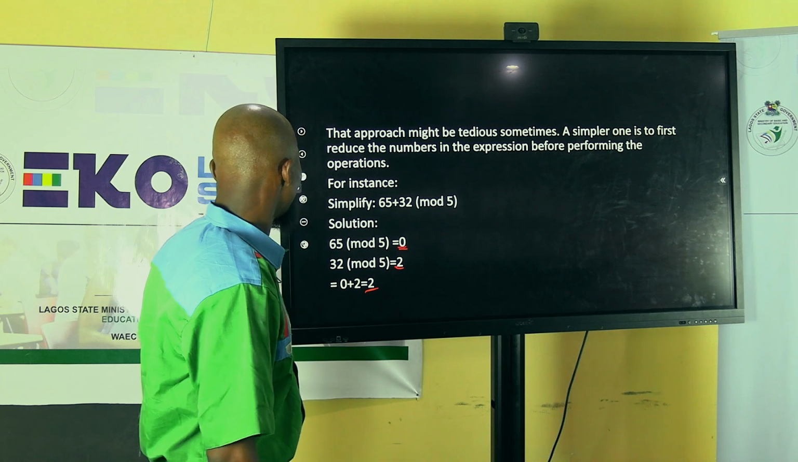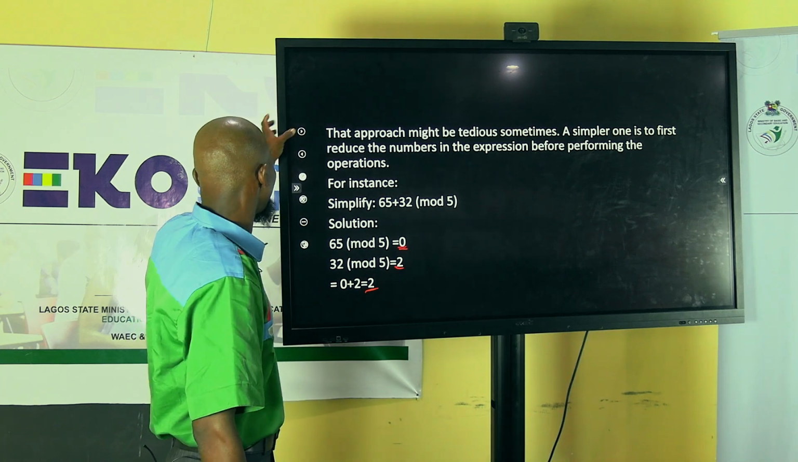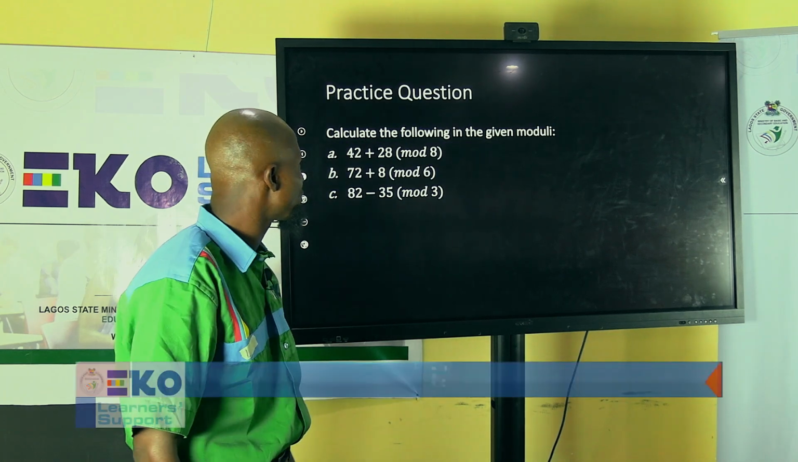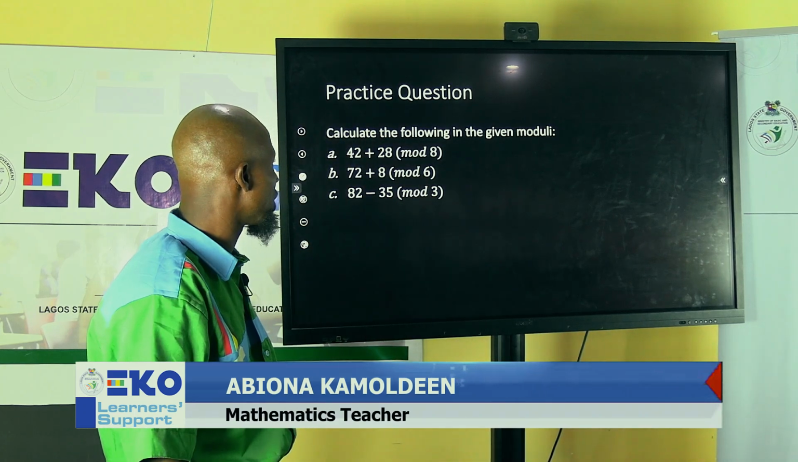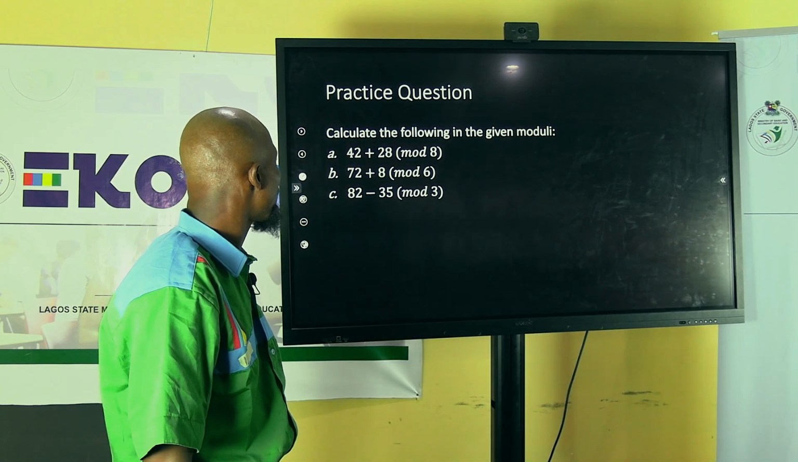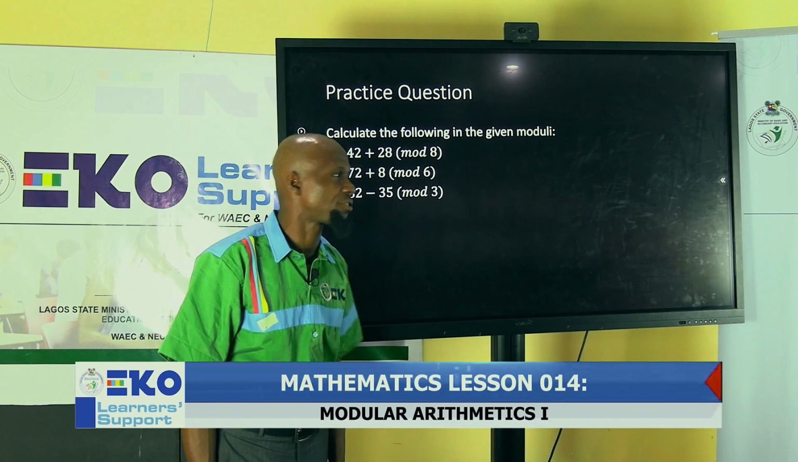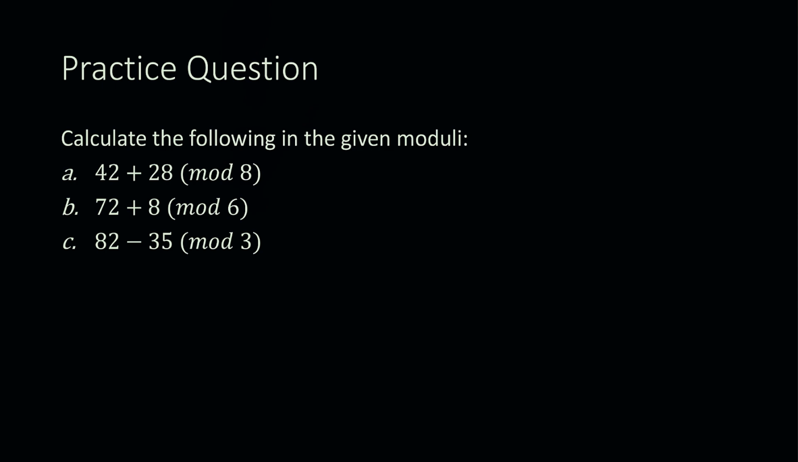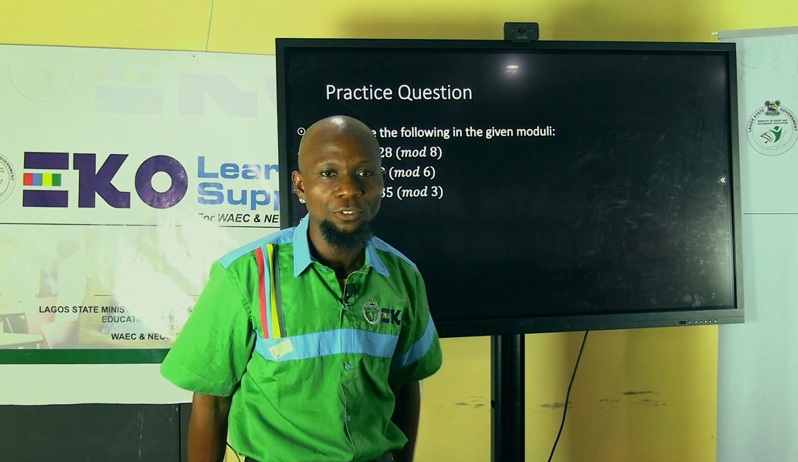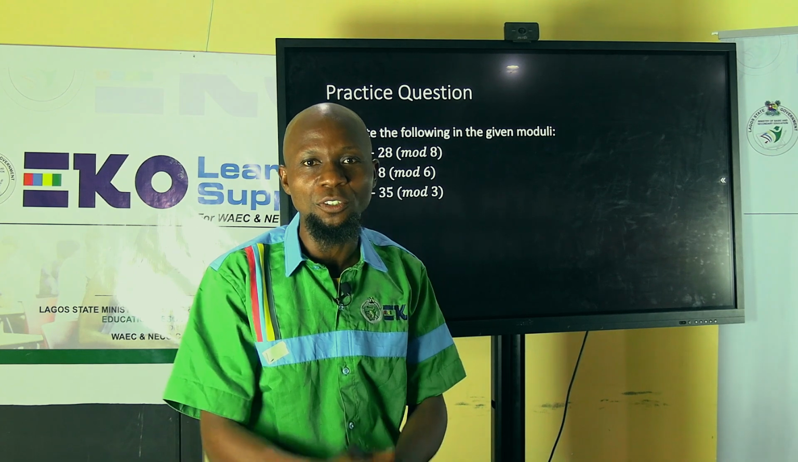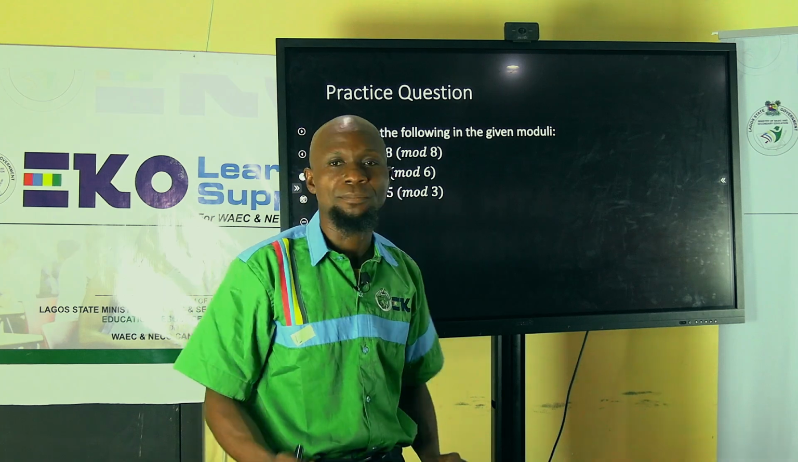All right. So after this, we go to practice questions. I have the following questions for you. Calculate the following in the given moduli. 42 plus 28 modulo 8. 72 plus 8 modulo 6. And 82 minus 35 modulo 3. So these 3 questions, you have 30 seconds to look at them.